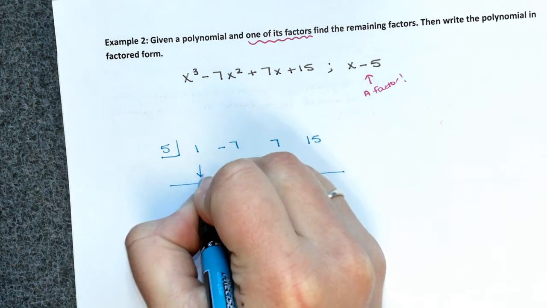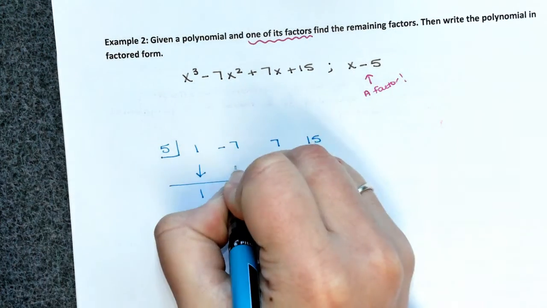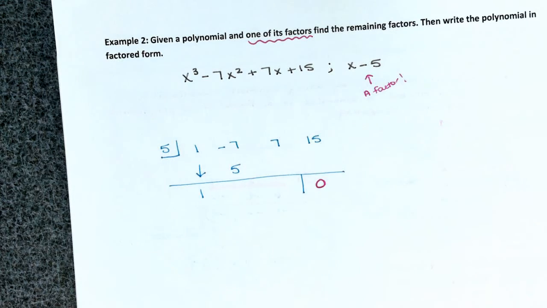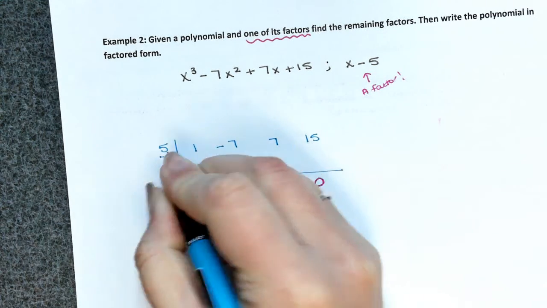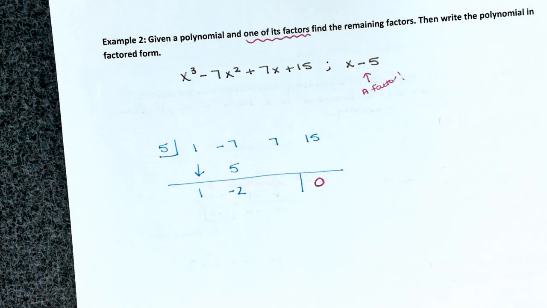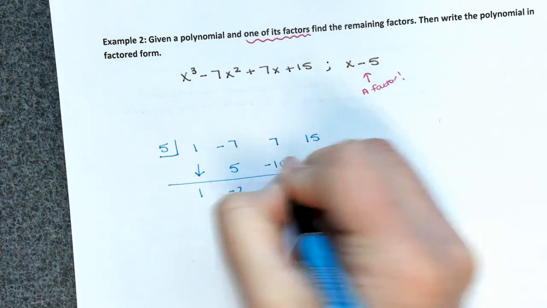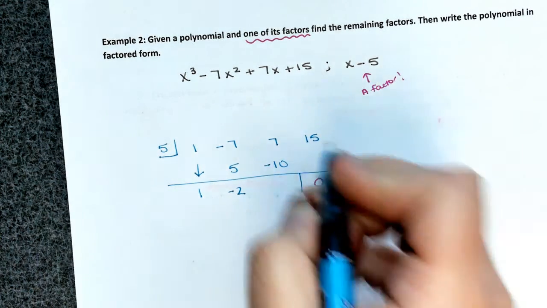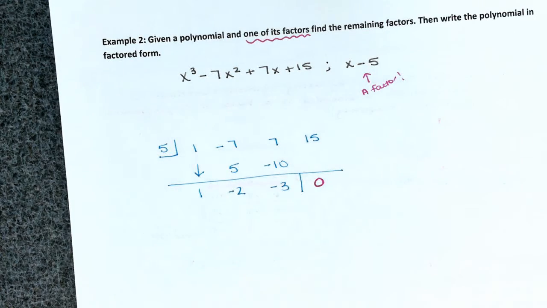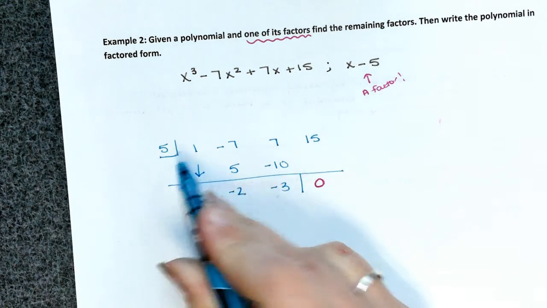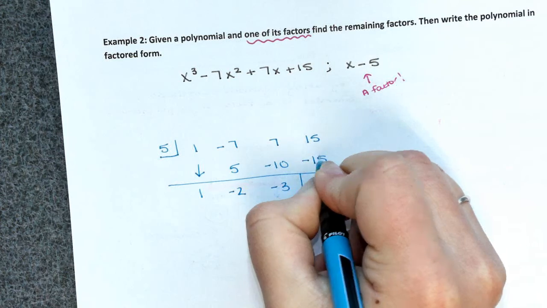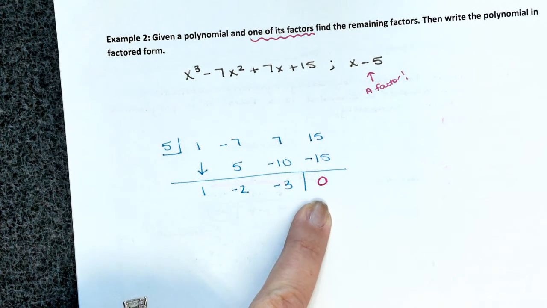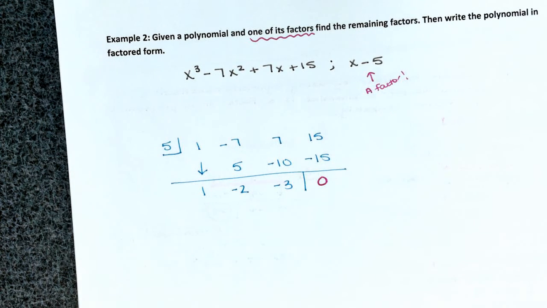All right, so bring down the 1. Multiply by the box, you get 5. Negative 7 and 5 makes negative 2. Multiply by the box, negative 2 times 5 is negative 10. Add them up, 7 and negative 10 is negative 3. Multiply by the box, negative 3 times 5 is negative 15. Add them up. I do get 0, so I'm confident that I did my division part correctly.